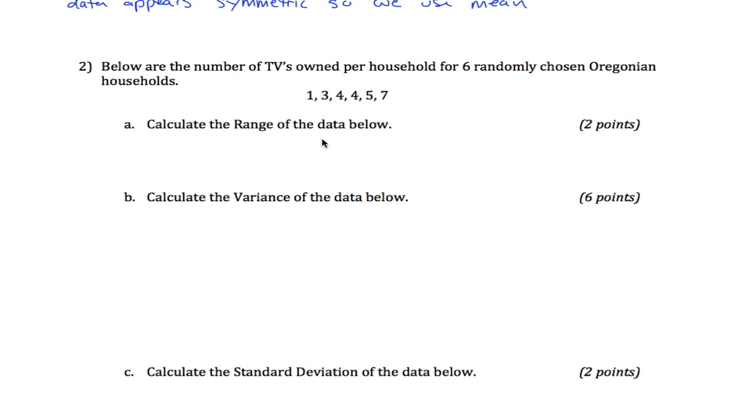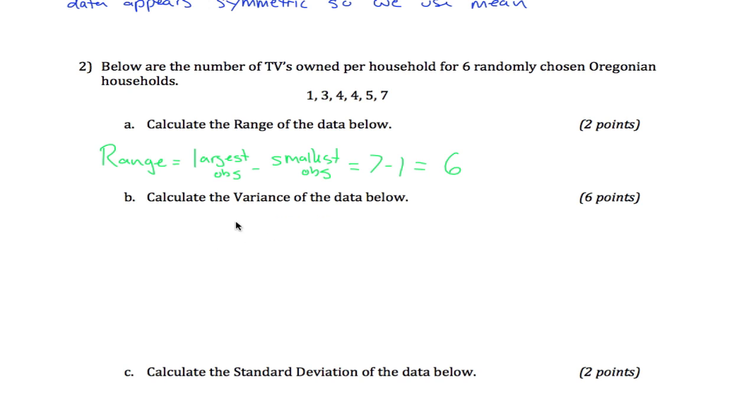Number 2, we're given new data here and asked to calculate the range, variance, and standard deviation. All right, let's see. Range is the easiest of these guys. For the range, all you got to do is take the largest and subtract the smallest. So our largest observation looks like it's 7, and our smallest is 1, and 7 minus 1 is 6.